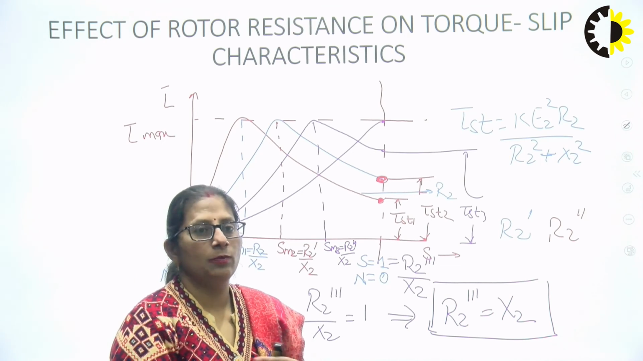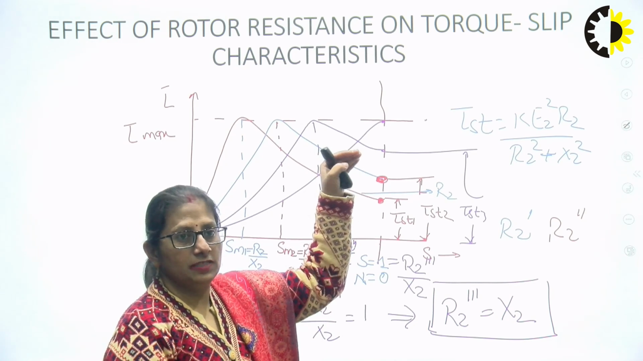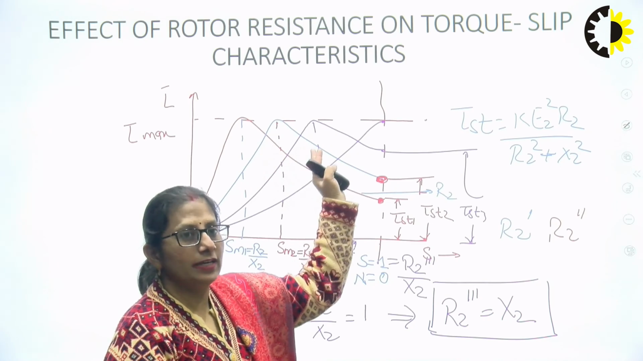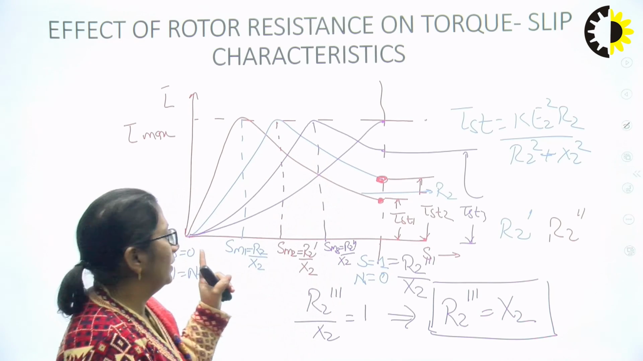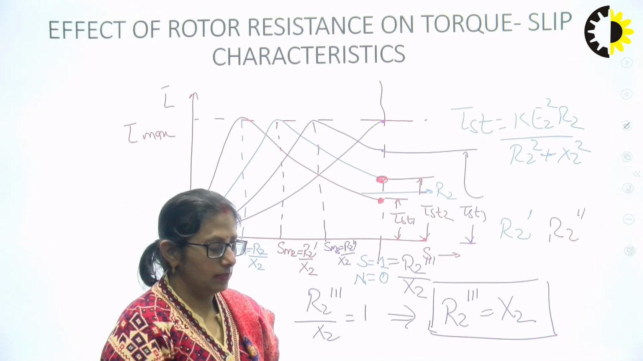We have seen that as we keep on increasing the rotor resistance, the starting torque will keep on increasing. But the maximum torque magnitude is going to remain the same. But the slips at which these maximum torques occur will also increase.